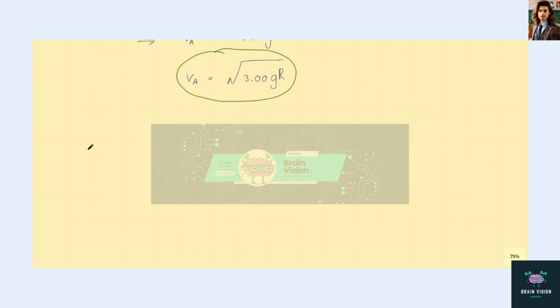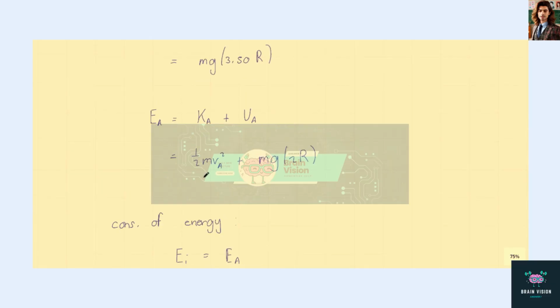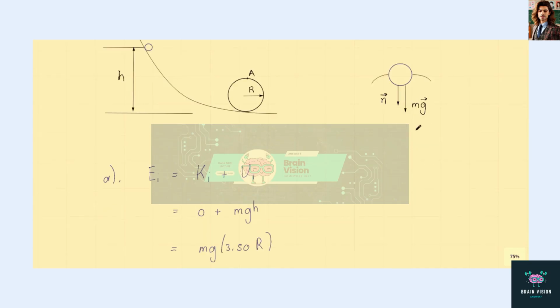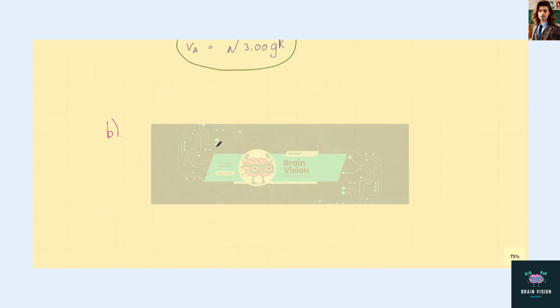Now for part B, we want to find the magnitude of the normal force at point A, if the mass of the bead is 5 grams. Now to find the normal force at the top, we'll construct a force diagram as we've done here. We can see that the normal force acts vertically downward from the top of the loop on the bead, and the weight of the bead also acts vertically downward.